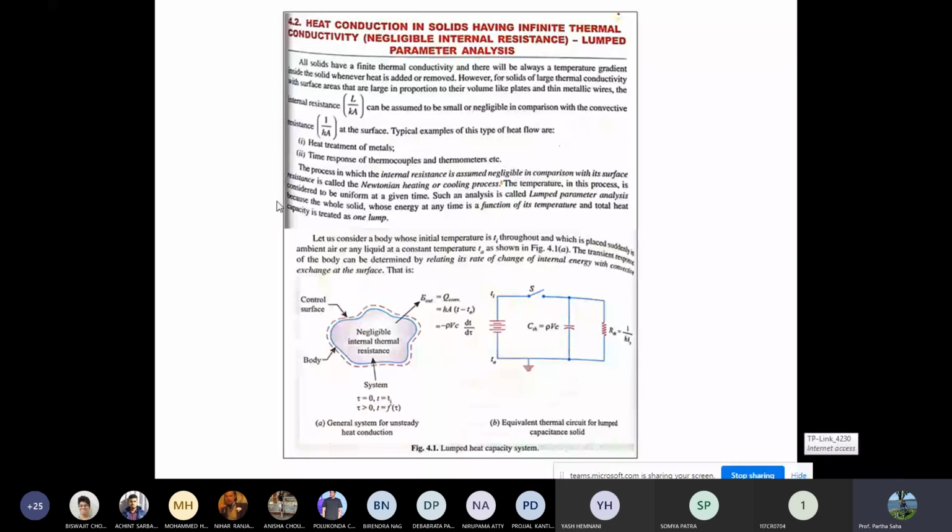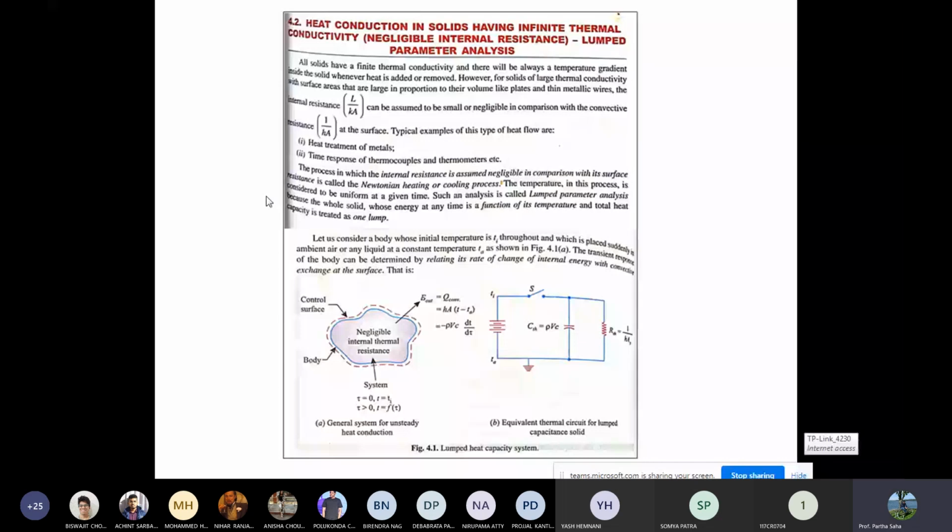The temperature in this process remains uniform at a given time, and such an analysis we are going to do now is called lumped parameter analysis, because the solid, whose energy at any time is a function of its temperature and total heat capacity, is treated as a lump. So that is why it is called lumped parametric analysis.